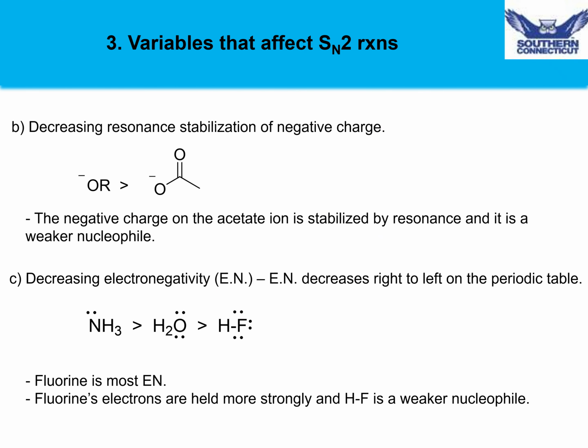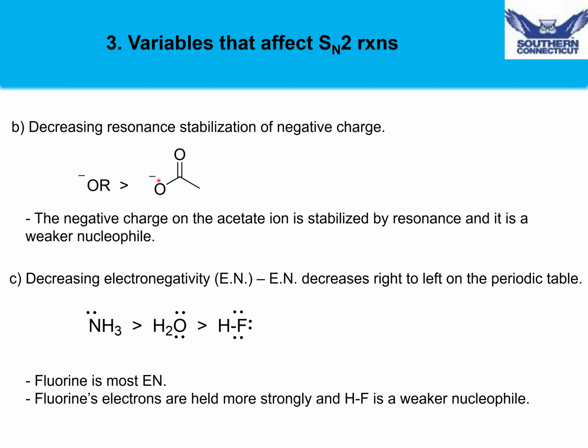Another factor that would change the reactivity of a nucleophile and therefore affect the SN2 reaction rate is the resonance stabilization of a negative charge on the nucleophile. So in this example, we have an OR group, which has a negative charge on this oxygen, and then we also have an acetate ion, which has a negative charge on one of the oxygens. This negative charge on the acetate ion is actually spread over both oxygen atoms through resonance.